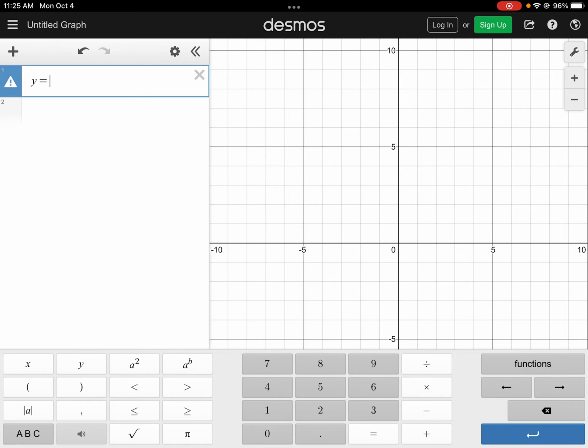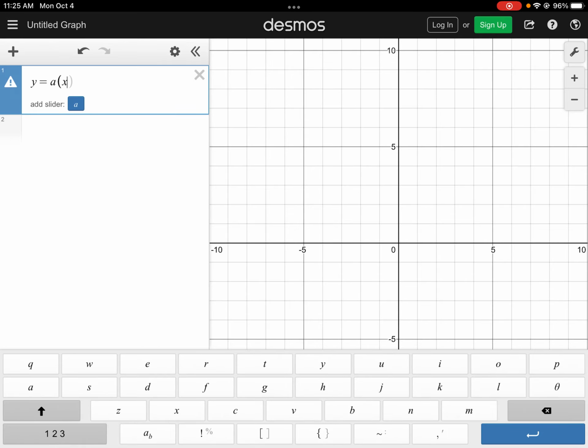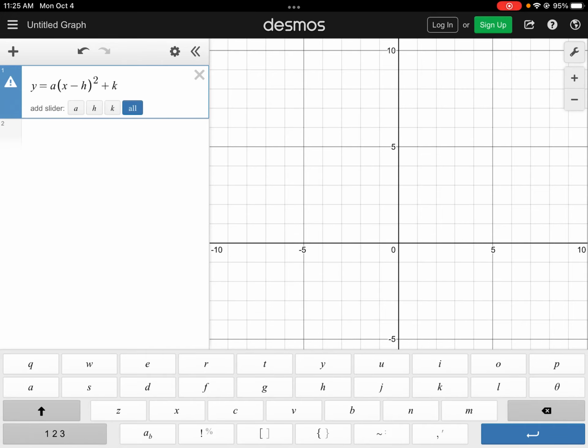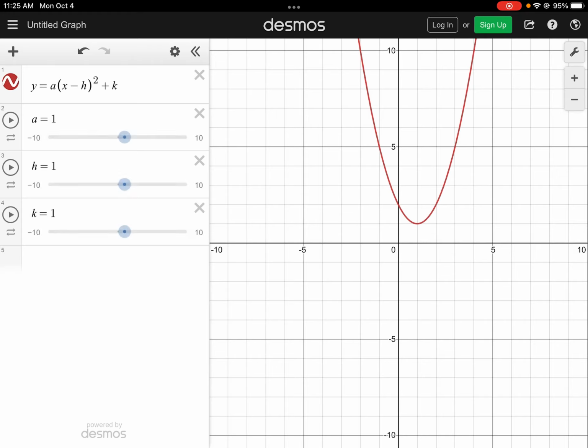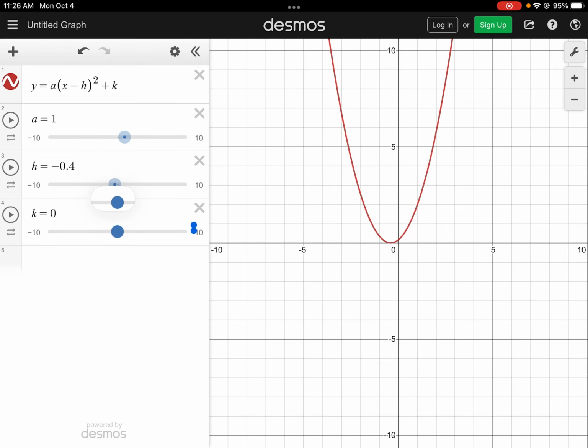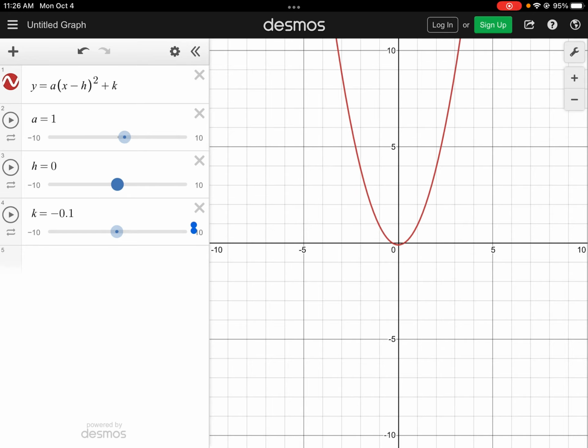So I'm just going to type in y is equal to a(x minus h) squared plus k. Now, if you notice, there's nothing special about these letters, but I'm going to add sliders to all of them. Initially, I'm going to move h to 0 and k to 0. In other words, if h and k are equal to 0, this is going to be the location of my vertex. So there we are, close enough anyways.